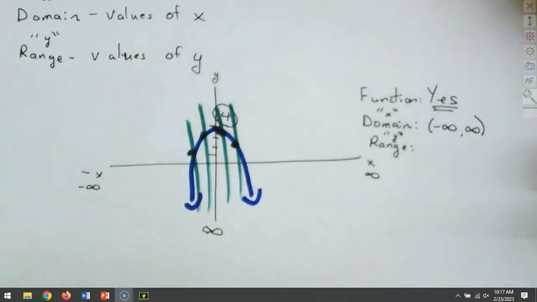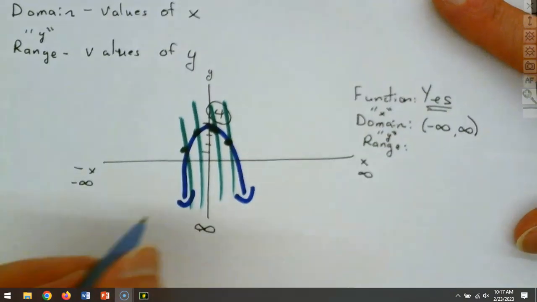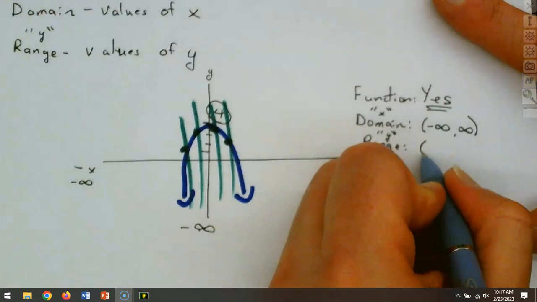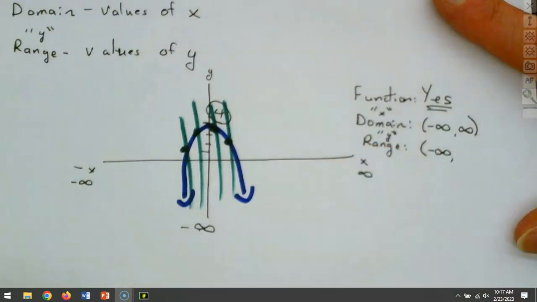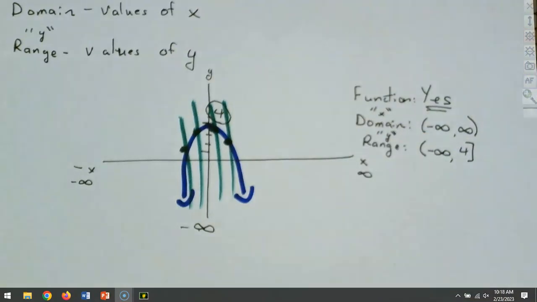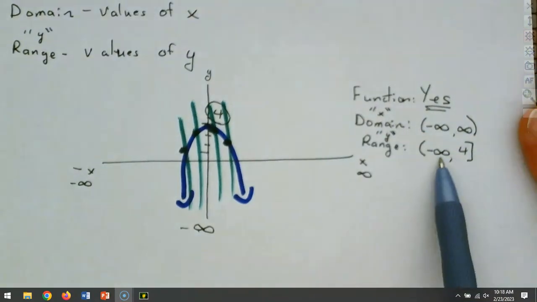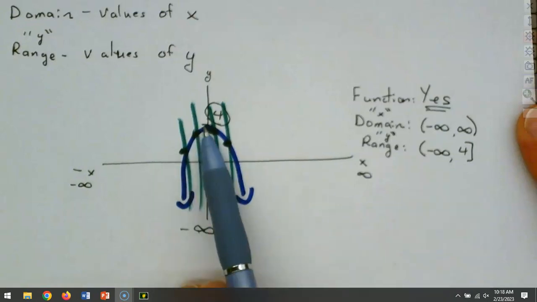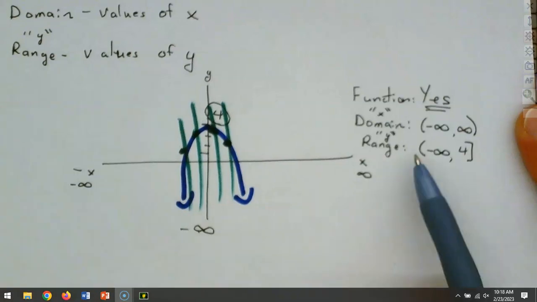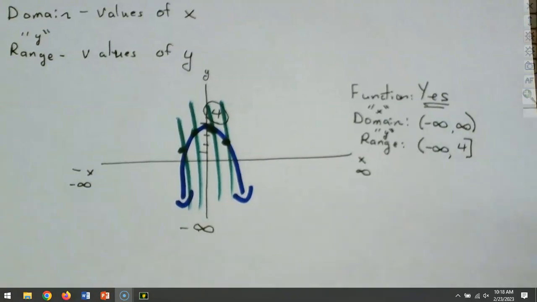Negative infinity. So your range, okay, we'll put the negative there, and make sure you put it in the right order, our range would be negative infinity to 4. Now you always make sure the smaller number is first. Negative infinity is smaller. And so where does it stop? At 4. So it goes down. So my range would be negative infinity to 4.